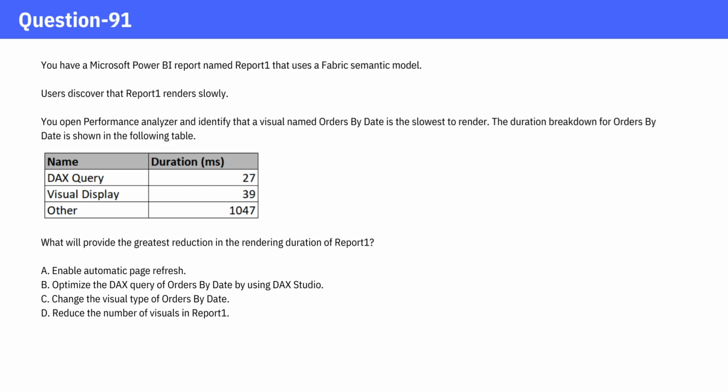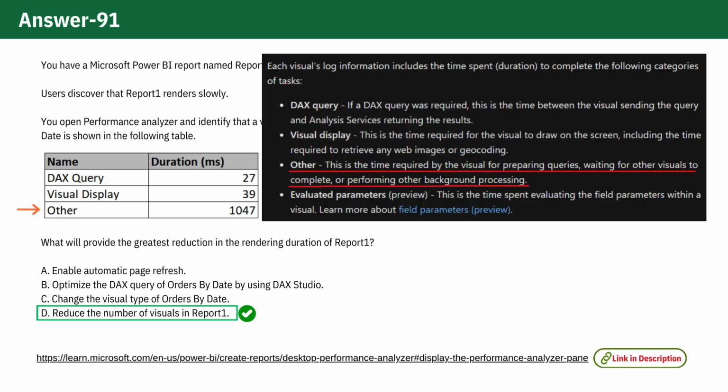The correct answer is option D. This choice is based on the fact that in the provided scenario, the Other category in the performance analysis takes up the most time, which often correlates with the overall complexity of the report, including the number of visuals. Reducing the number of visuals can significantly decrease the workload and improve the report's rendering performance. Let's look at the other options.